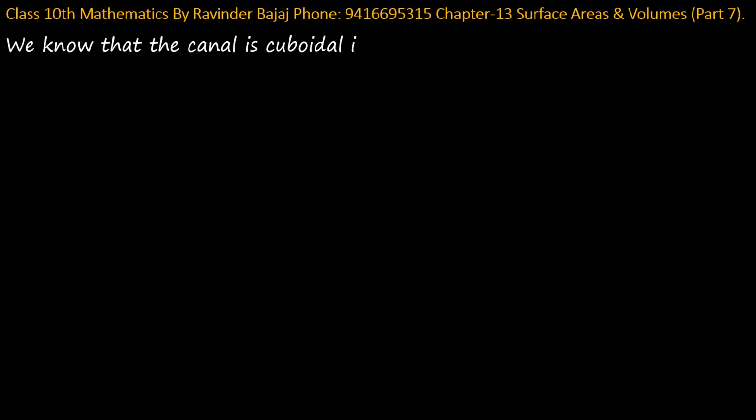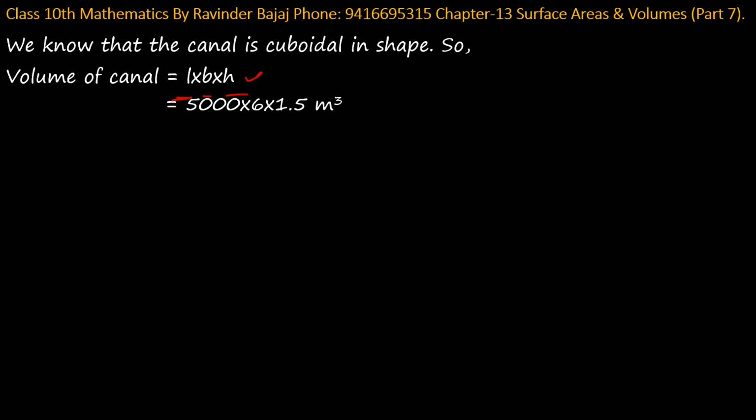We know that the canal is cuboidal in shape. So the volume of the canal is equal to length into breadth into height. Breadth and height are given in the question, and length we have just now calculated, 5,000 meter. So it will be equal to 5,000 into 6 into 1.5, that is equal to 45,000 meter cube. This is the volume of the canal in 30 minutes.